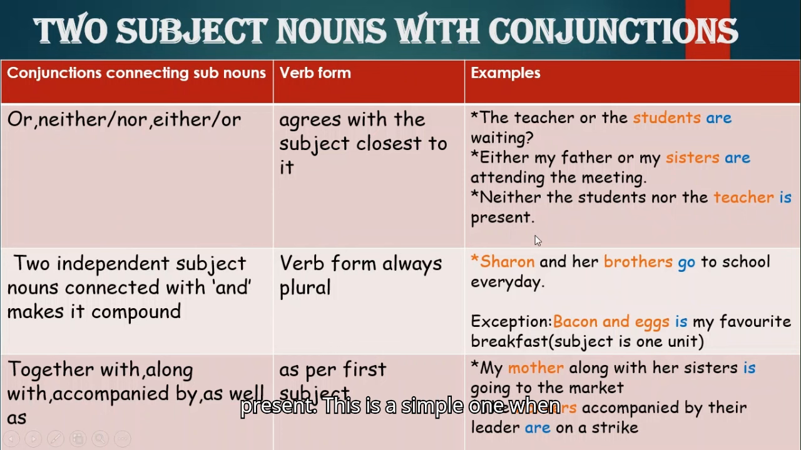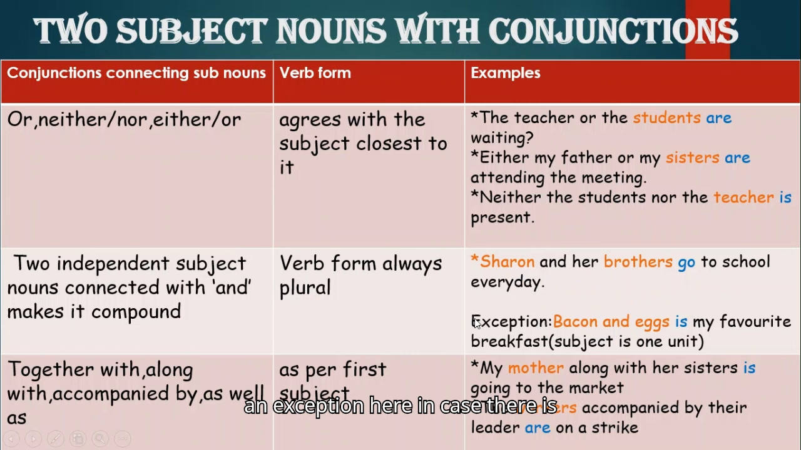This is a simple one. When two subject nouns are doing the job together and they are connected with the conjunction and, like Rita and Samuel or me and my brother, it becomes a compound subject noun. Both of them are doing the work together, so the verb form is always plural there. Now let's see an example. Sharon and her brothers go to school. Since we have the plural compound subject noun, it becomes go to school every day.